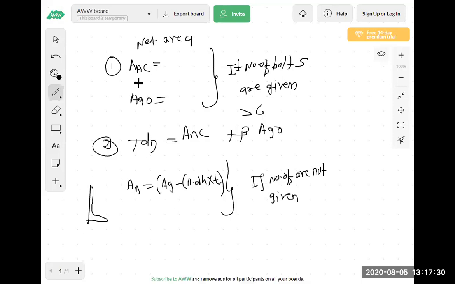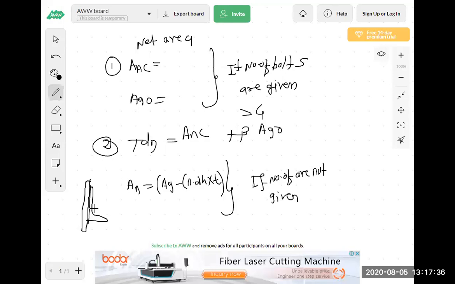And here ANC and AGO. ANC is nothing but the area of the connected leg only, the leg which is connected to this gusset plate, and AGO is the area of this outstanding leg. But in the AN formula, AG is the whole area of this angle section, adding the 2 legs' area, as given in the steel table. So AG minus this N into DH. Other procedure is the same here.